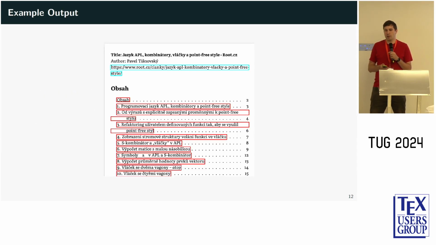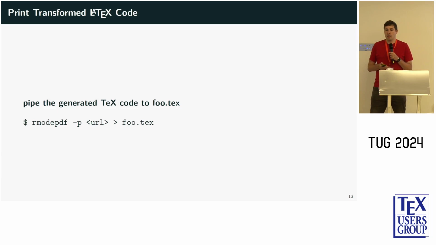This is how the PDF file looks that is created from the web page that I showed you before. So the script gets some metadata, and it also creates a table of contents from sections used in the HTML file.